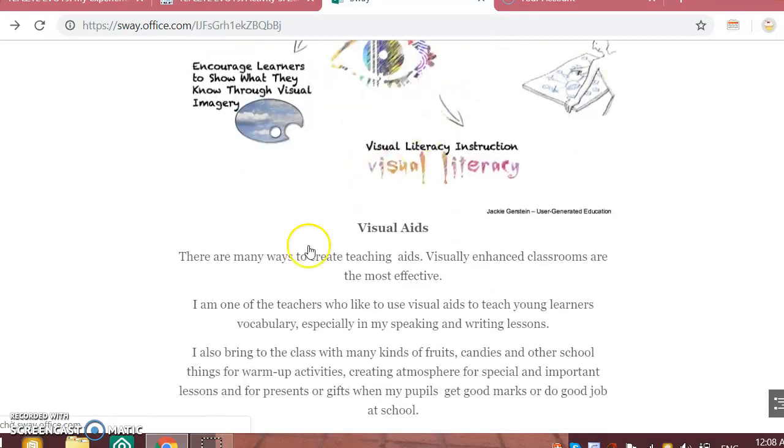I am one of the teachers who like to use visual aids to teach my young learners vocabulary, especially in my speaking and writing lessons. I also bring many kinds of fruits, candy, and other school things to class for warm-up activities, creating atmosphere for special and important lessons, and as presents or gifts when my pupils get good marks or good results at school.